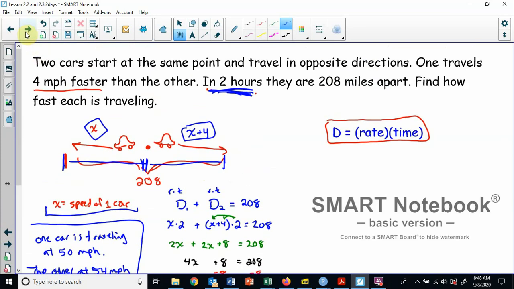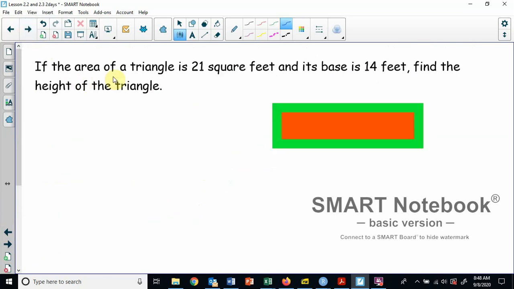Alright, let's move on to another example. So let's say I have the area of a triangle. So let me draw a triangle. And we always figure area with base and height. Height and base. So it says the area of the triangle is 21 square feet. And its base is 14 feet. Can we find the height of the triangle?